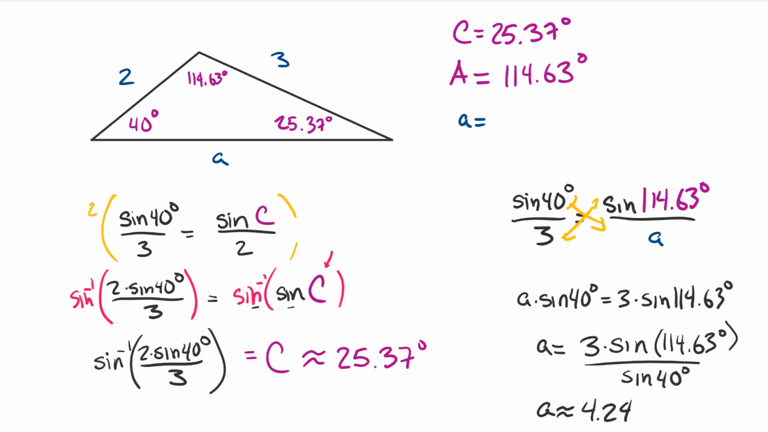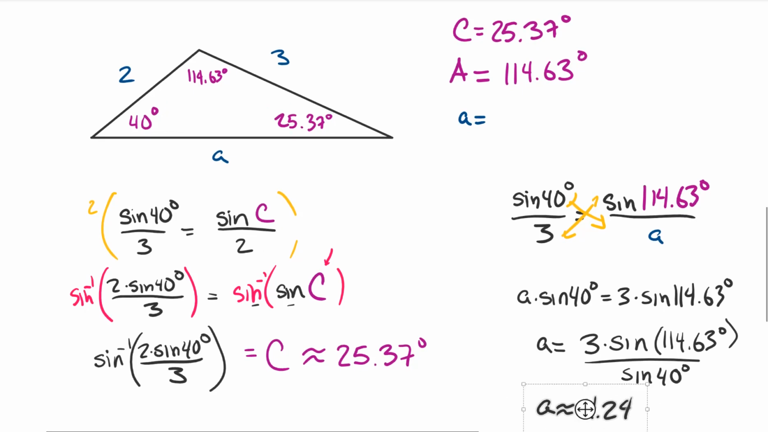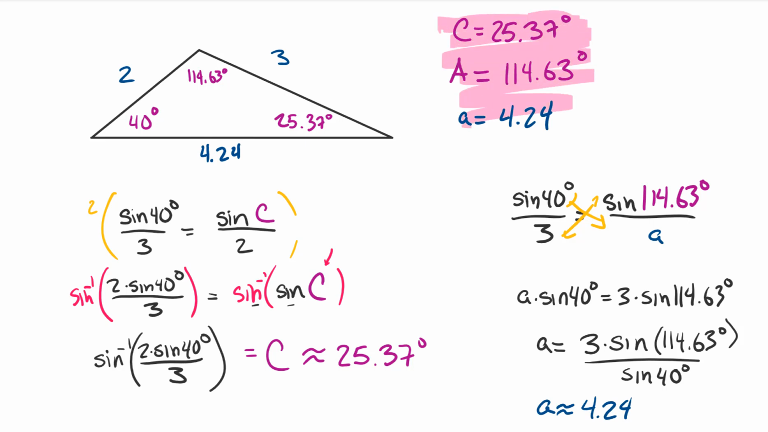And finding out that A is approximately, what's that, 4.24? Would that be good enough? I think that should be sufficient. So 4.24. And there we are. We got it solved. There's our solutions. But that's how we're going to run through it when we have two sides and just the one angle, when that angle is not trapped between the two sides.